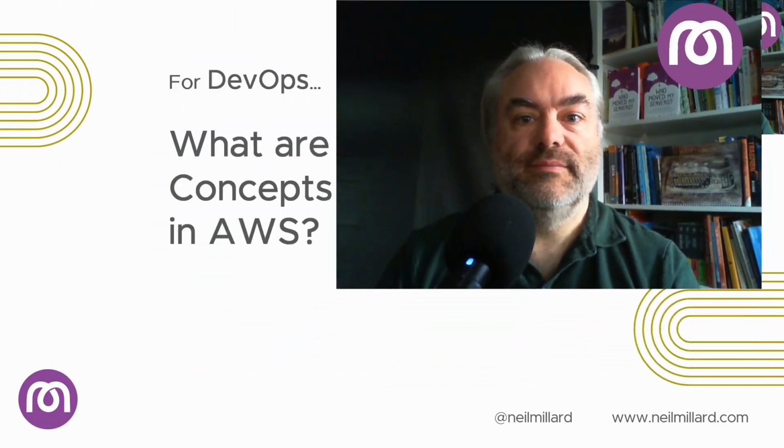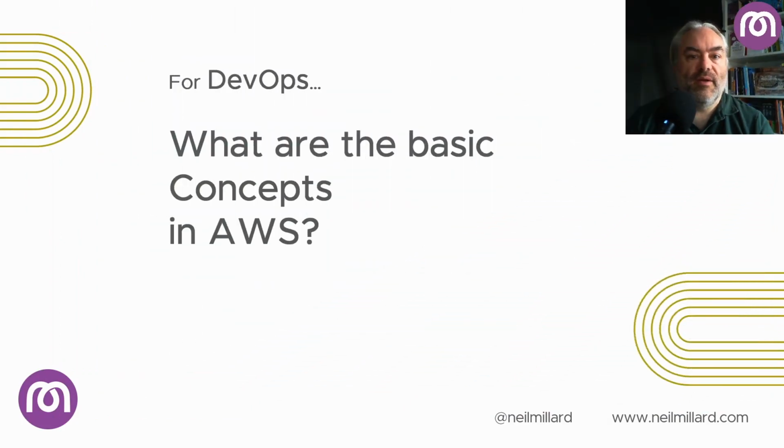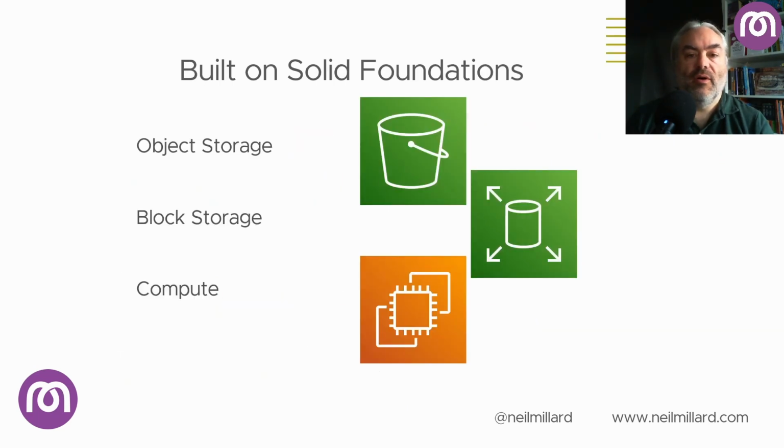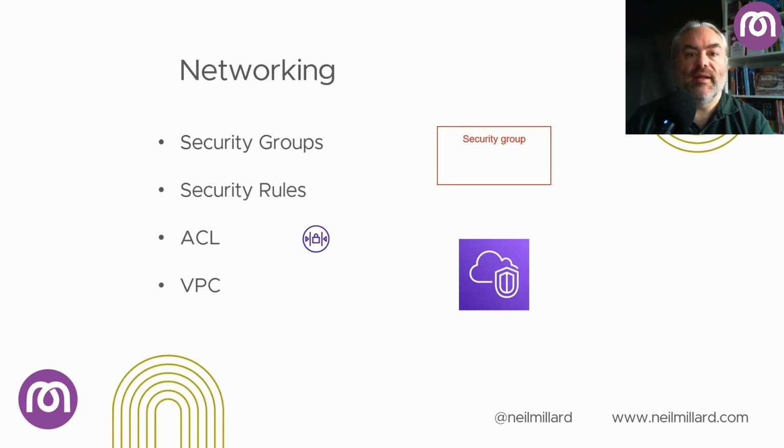Let's get into it. What are the basic concepts in AWS? Well, AWS offers a lot of services, and this can be very overwhelming for a new user of AWS. So let's break it down into a simpler level. We've got object storage, block storage, compute, and networking. We couldn't really offer an internet service without networking.